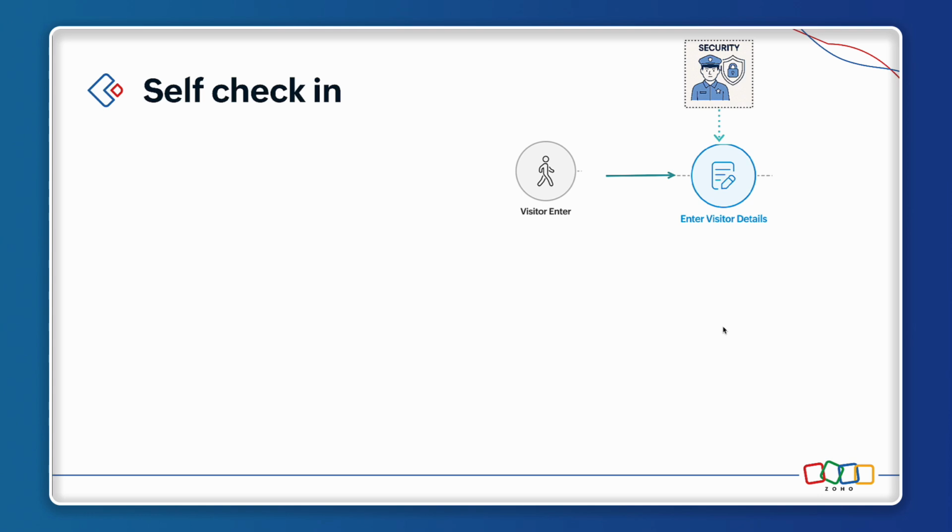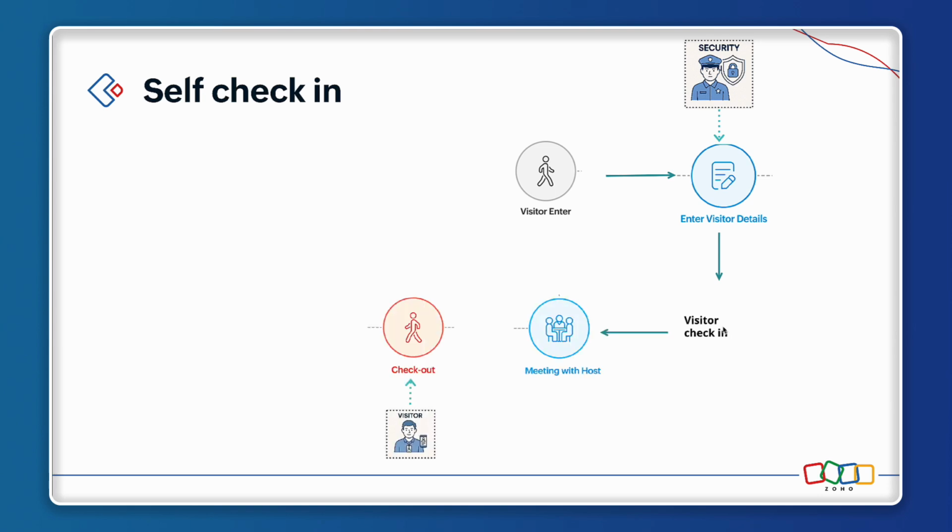So when they are randomly getting in, the security will enter all the details of the visitor, and they'll do the check-in process, right? Once the interview is done, then the visitor will check out and the exit process will happen. So this we call a self-check-in process, without sending the invitation or the pre-registration. Without any pre-registration, this we call a self-check-in process.